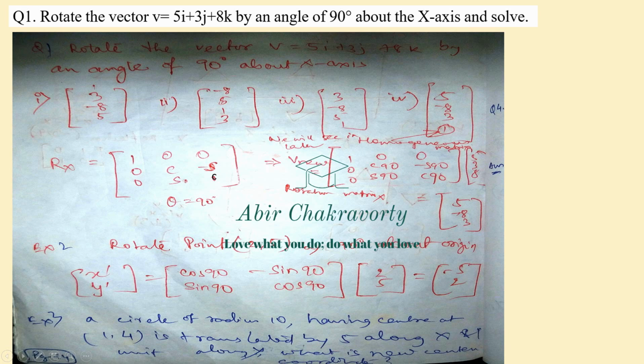Similarly, another question is given: rotate the point 0.25 by 90 degrees about the origin. How to do that? When something is about the origin, we need not write the 3 cross 3 matrix, a 2 cross 2 matrix will suffice. That is cos theta, minus sin theta, sin theta, cos theta, with theta being 90 degrees. We write the point as a column matrix and multiply, and we get minus 5 and 2.